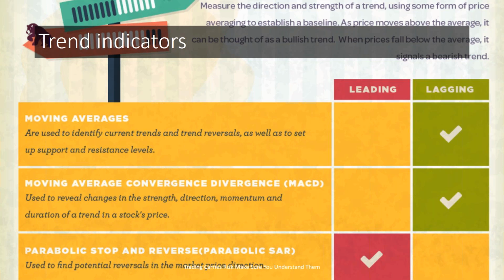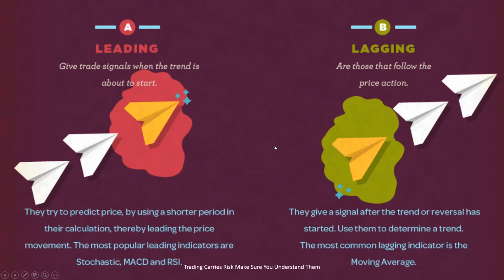Okay. But then we do have parabolic stop and reverse. They are a leading indicator. Now, this doesn't mean one is good and one is bad. Don't misunderstand. You have to understand what they're telling you. Are they in front of the market or behind the market? But you need to know which category they fall into.